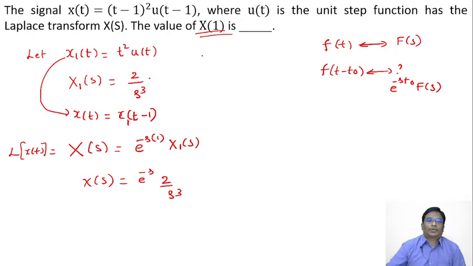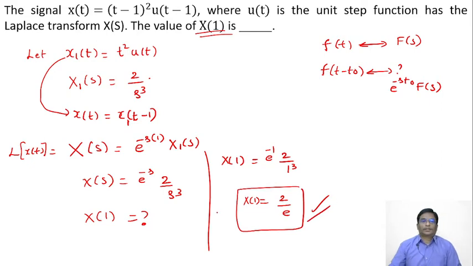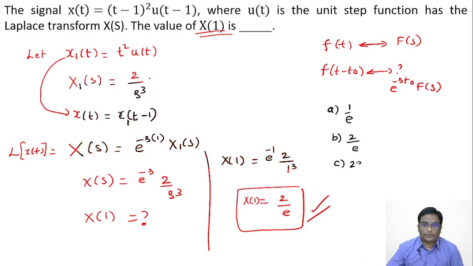In the question they are asking for the value of X of 1. Wherever we have s, replace it by 1. Then X of 1 is e power minus 1 into 2 by 1 cube, or 2 by e. That's your X of 1. Here they have given the options: option A is 1 by e, option B is 2 by e, option C is 2 into e, option D is e square. The answer is 2 by e.